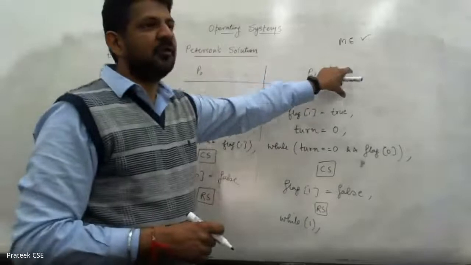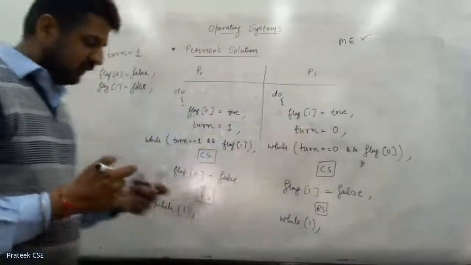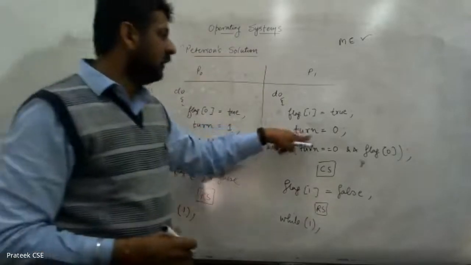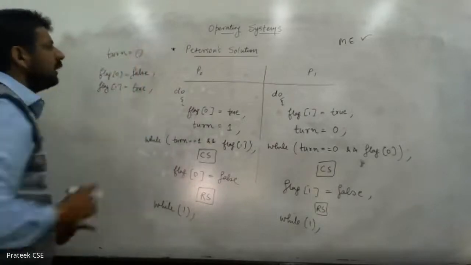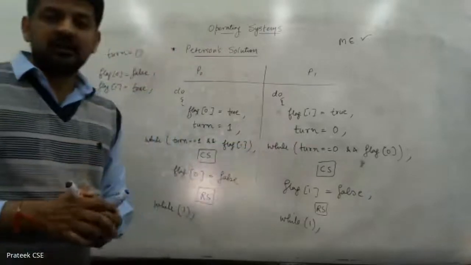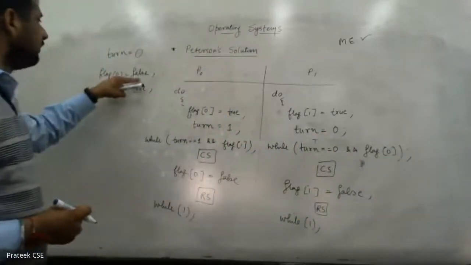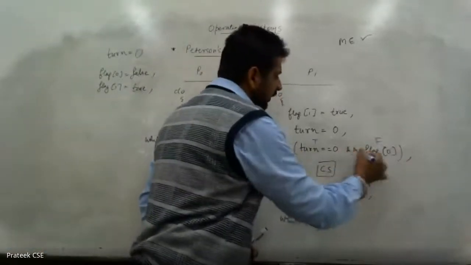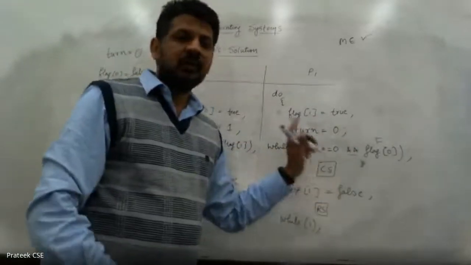Now let's suppose P1 wants to enter the critical section, what will it do? P1 will first of all set the value of its flag, flag of 1, to true. Turn's value will now be updated from 1 to 0. So the turn value was 1, so it will be updated to 0. Now the condition will be checked. While turn is equals to 0. Is the value of turn 0? Definitely the turn value is 0. And what is the value of flag of 0? Flag of 0 became false when P0 exited. So it will be false. So here is an and. True and false will be false. Now definitely the P1 process will also be able to enter the critical section.